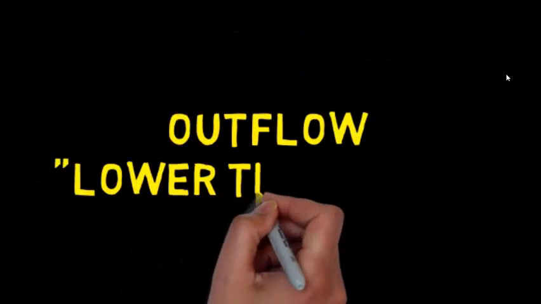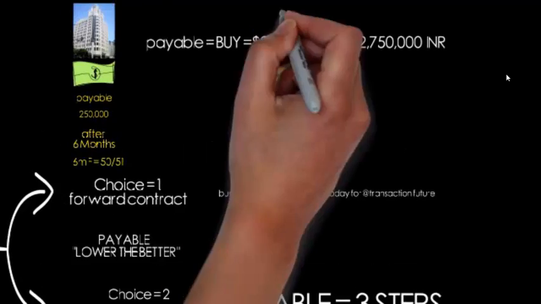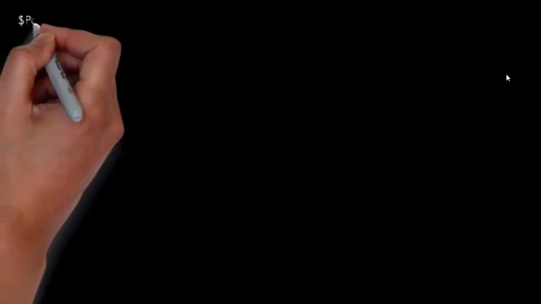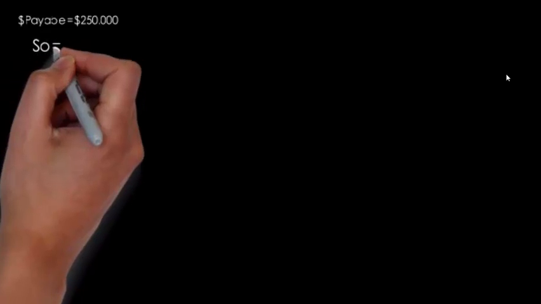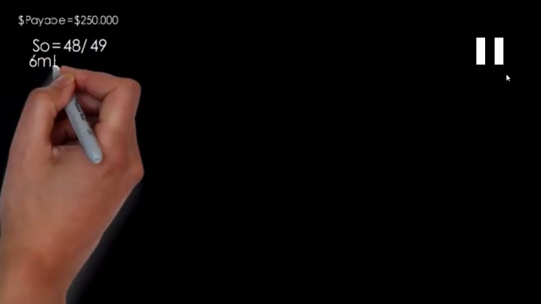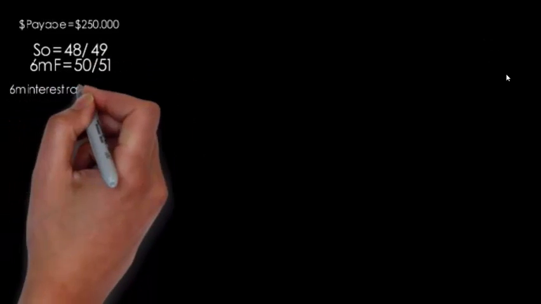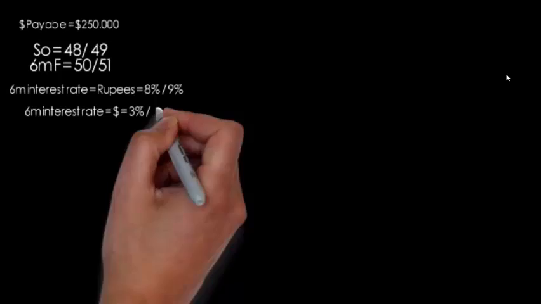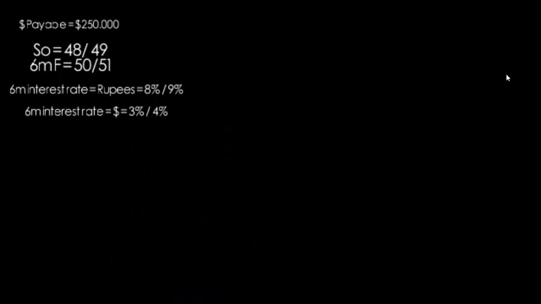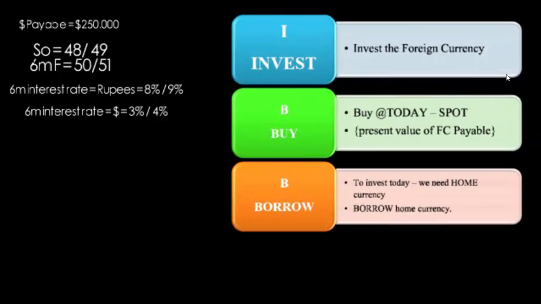Now let's take an example and make it more simple. Now, dollar payable is 250,000, spot rate is 48/49, and 6-month forward rate is 50/51. The 6-month interest rate is, in rupees, 8% and 9%. They are already 6-month rates, so no need to divide and multiply further.